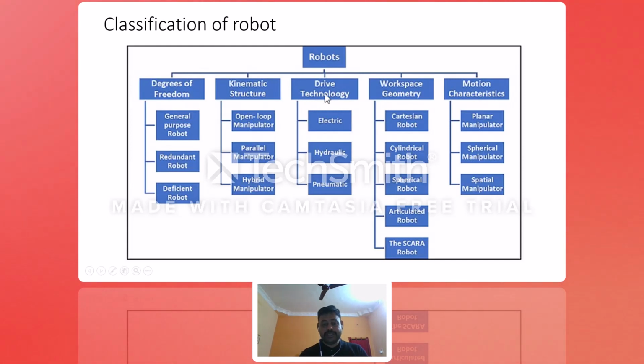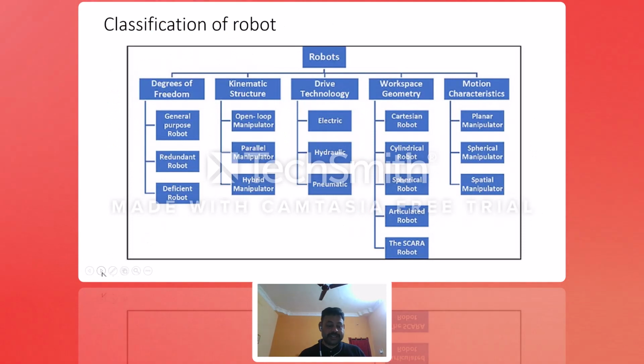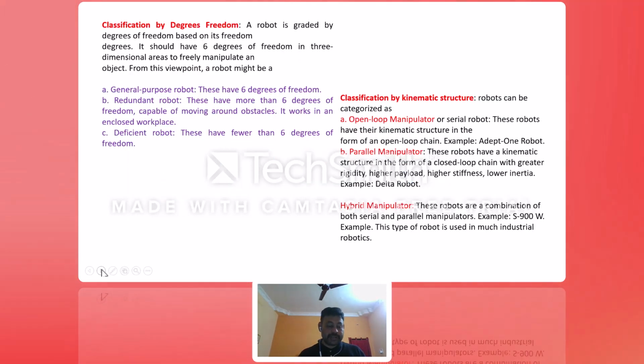Next, I am coming to the drive technology. What kind of power source are you using? Whether you are using electrical energy, hydraulic energy, or pneumatic energy. And again, workspace geometry: you have Cartesian, cylindrical, spherical, articulated, and SCARA robots. This is the basic geometry, and we are going to discuss this in detail. Then motion: you have planar, meaning linear movement, spherical manipulator, and spatial manipulator. The classification I already discussed clearly here itself. The same thing you can refer.